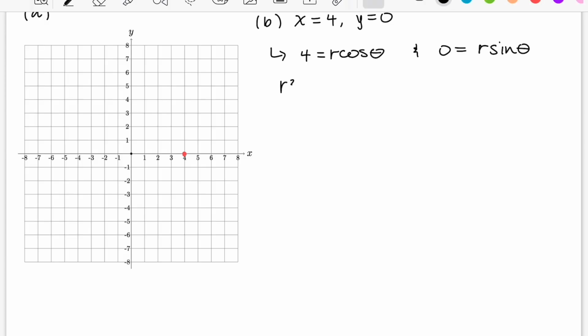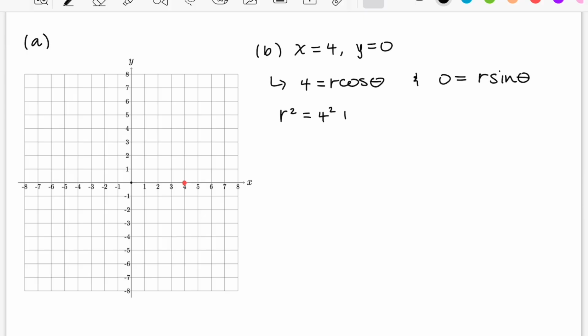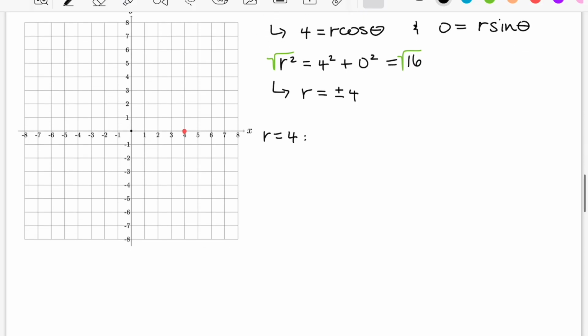So r squared is going to be equal to x squared, which will be 4 squared, plus y squared, which is 0 squared. So this is going to be equal to 16. This tells us that r then is going to be equal to plus or minus 4, because we're taking the square root of both sides. Now this leaves us with 2 possibilities here. r is equal to 4, or r is equal to minus 4.